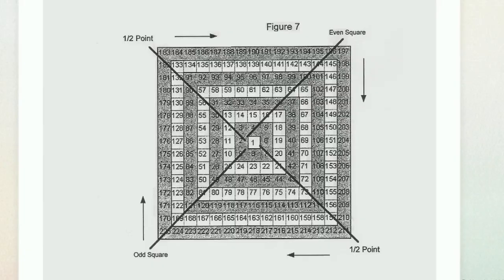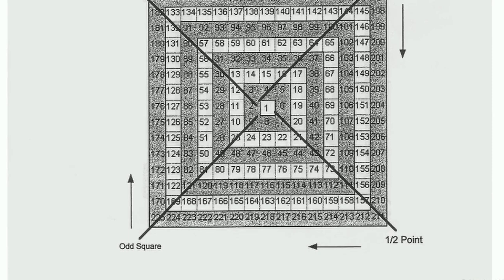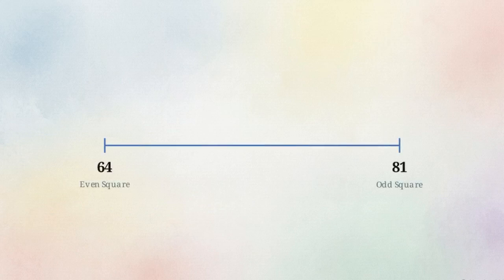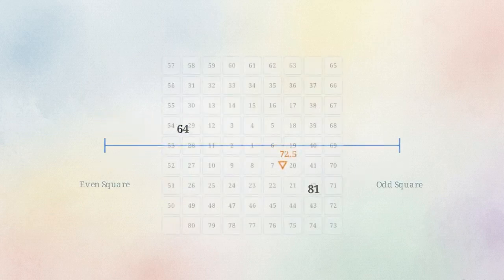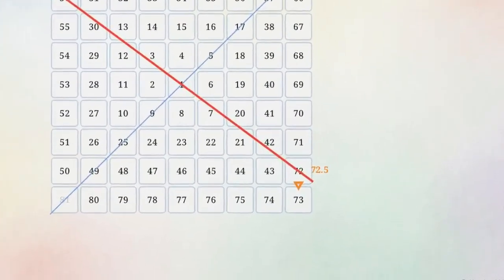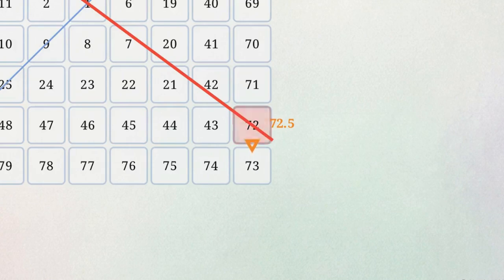This leads to the second arm of the X, running from top left to bottom right, identified as the 1/2 points. The bottom right section holds the halfway points between an even square and the next higher odd square. The math is precise. For example, the halfway point between 64 and 81 is 72.5. On the grid, the number 72 is positioned exactly where this diagonal line cuts through the rotation.